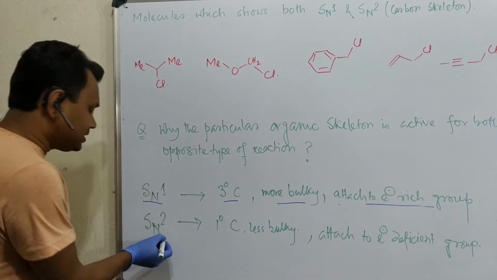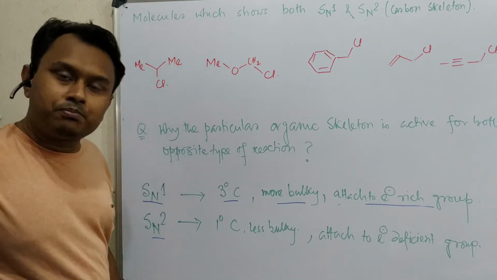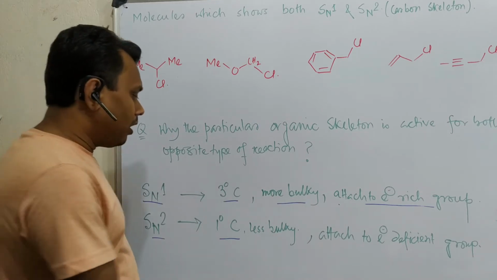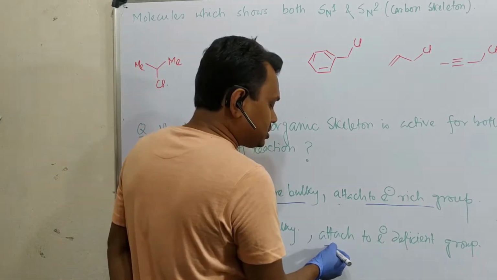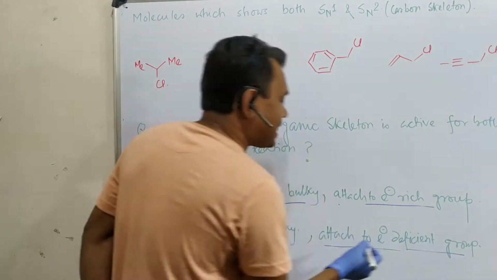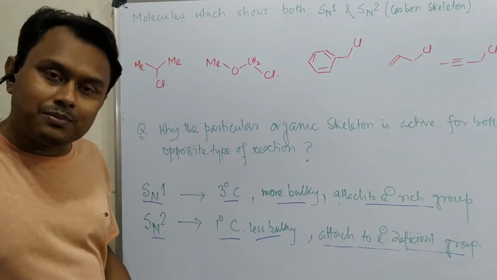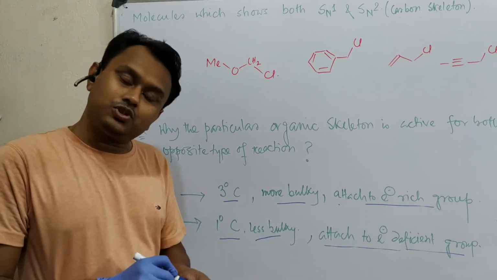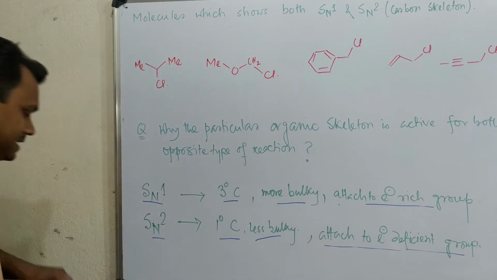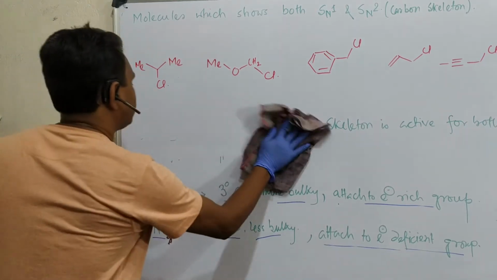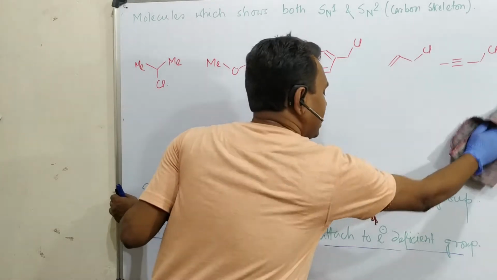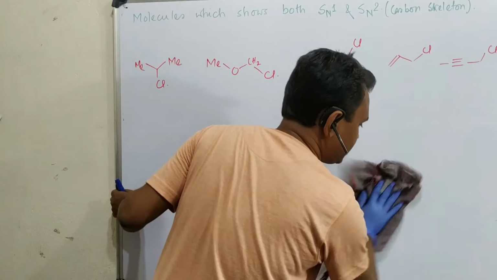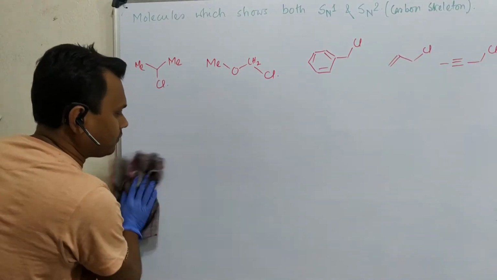Now, in SN2, what do we need? Mainly we prefer a less bulky substrate, on a primary carbon center. Another thing, it is preferred if the carbon bearing the leaving group is attached to another electron deficient group, then SN2 is better. So these are the basic conditions for both SN1 and SN2. Now I believe you have understood the basic thing, and if you feel any difficulty, I suggest you visit my previous videos where I have explained these two phenomena in detail.